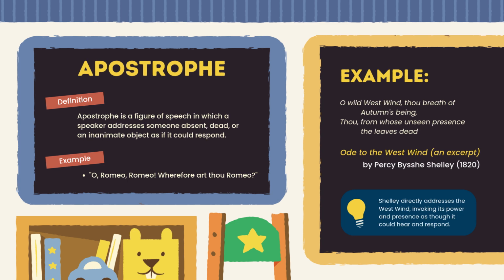Apostrophe. Definition: apostrophe is a figure of speech in which a speaker addresses someone absent, dead, or an inanimate object as if it could respond. Example: Oh, Romeo, Romeo, wherefore art thou Romeo? Example: O wild West Wind, thou breath of Autumn's being, thou, from whose unseen presence the leaves dead. Ode to the West Wind, an excerpt, by Percy Bysshe Shelley, 1820. Shelley directly addresses the west wind, invoking its power and presence as though it could hear and respond.